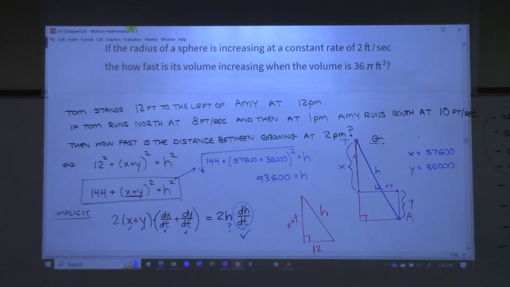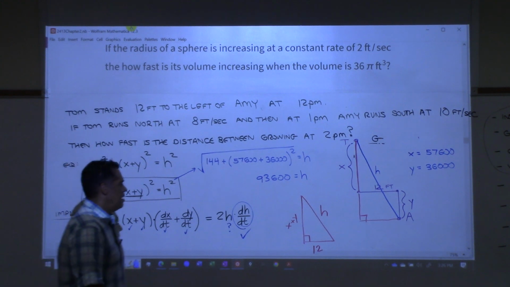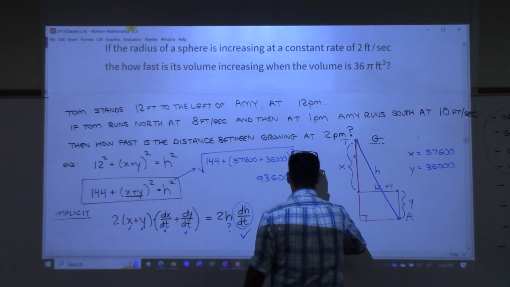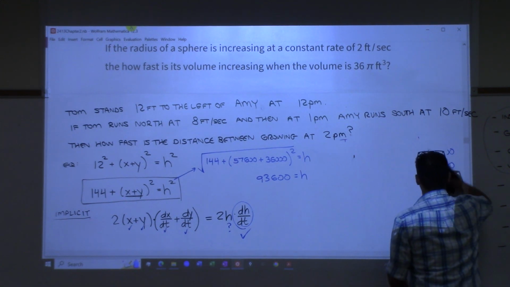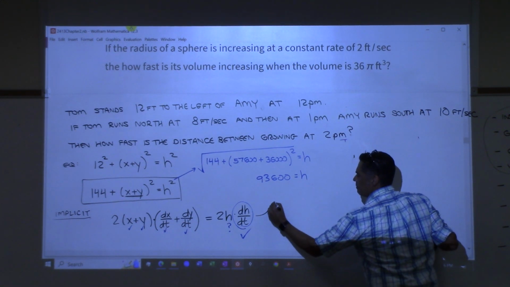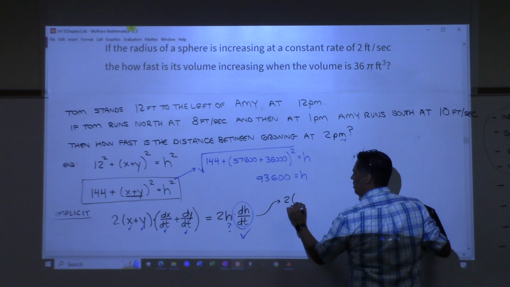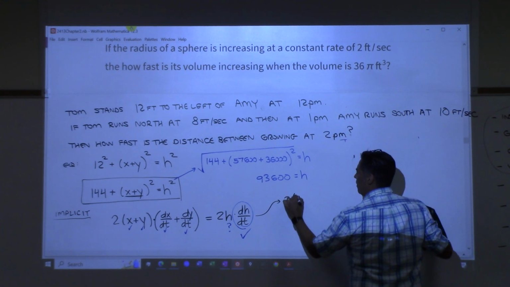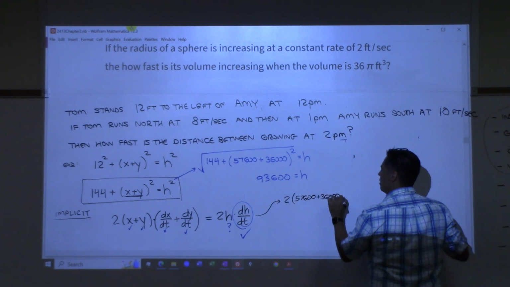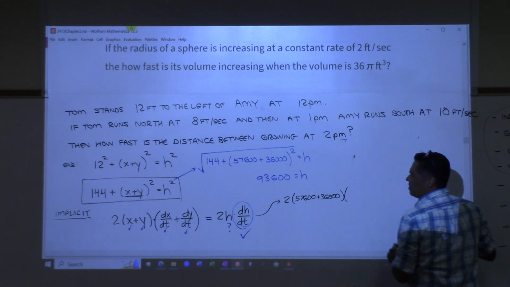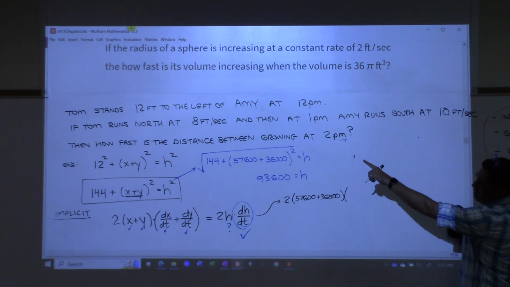Once I have that, it's all plug and chug now. I'm just going to plug everything in and chug out an answer. It's going to be ugly, but hey, in the real world, numbers never are nice, okay? So all right, I'm about to do this. All right, I have 2 times, okay, x plus y was 57,600 plus 36,000. Okay, that times, what was dx/dt? It's not 8 feet per second.